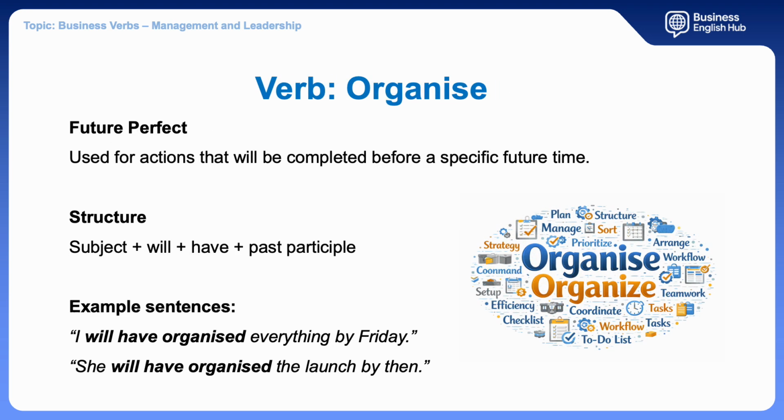Next up is the future perfect of the verb organise, which is used for actions that will be completed before a specific future time. The structure for this is subject plus will plus have plus past participle. The past participle is organised, and example sentences include: I will have organised everything by Friday. She will have organised the launch by then.